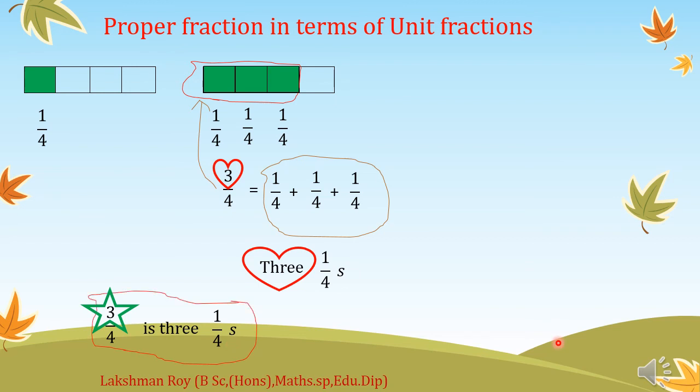Let's see another one, right? My proper fraction is 5/9. Now I want to write this proper fraction using a unit fraction. What is the denominator in my unit fraction? 9. So that means 1/9. Now you have to find, inside this 5/9, how many 1/9s are there? You can see here, there are 5 1/9s.